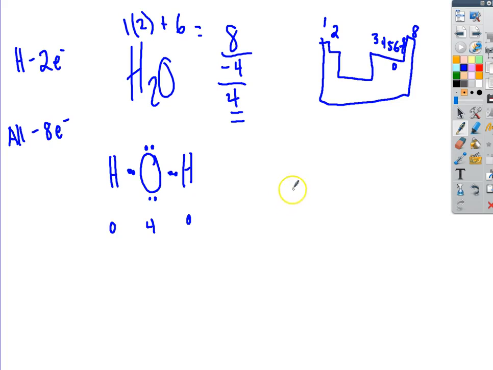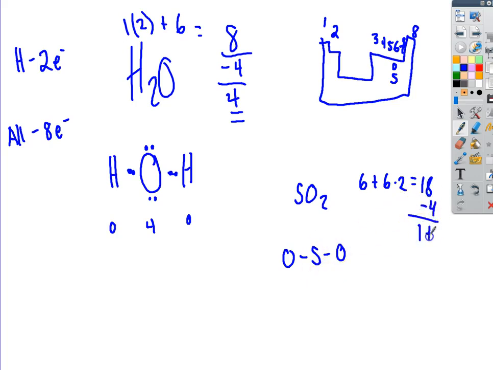We'll try doing another one. SO2. To do this one, sulfur's in the middle this time. I'll put oxygen here, oxygen here. If I look, sulfur is right below oxygen, so they're both 6 valence electrons. 6 plus 6 times 2. That gives me 18. I've used 4 electrons so far, so I'm going to subtract 4, and that gives me 14.